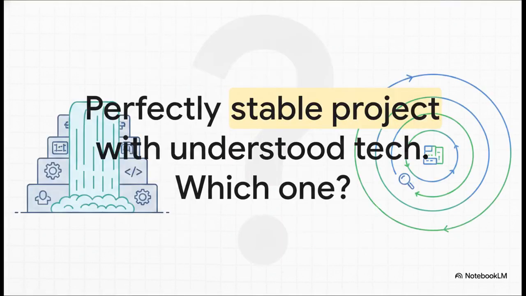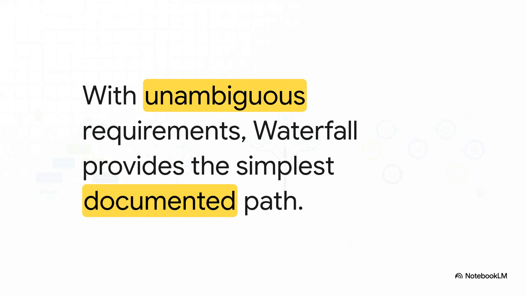Let's pivot to a super traditional enterprise scenario where stability is the rule, an academic management system. The tech is completely understood and totally non-dynamic. Perfectly stable project definition. Are you going waterfall or incremental? Yep, it's good old waterfall. With zero ambiguity, highly understood technology, and, crucially, no business pressure for an early release, Waterfall gives you the easiest, most manageable roadmap. Why take on all the integration headaches of incremental releases when you can just follow a simple, well-documented, straight line from start to finish?